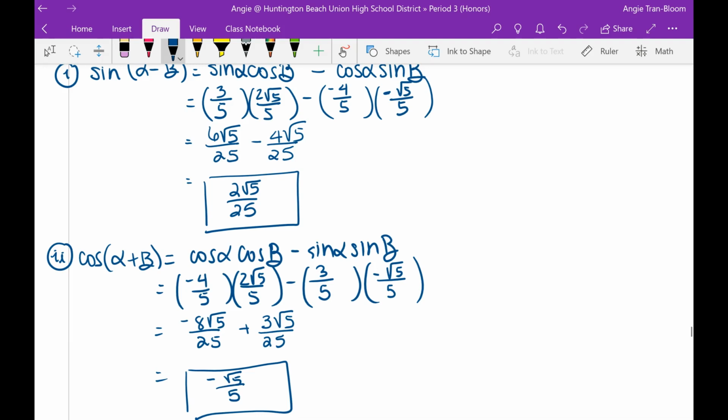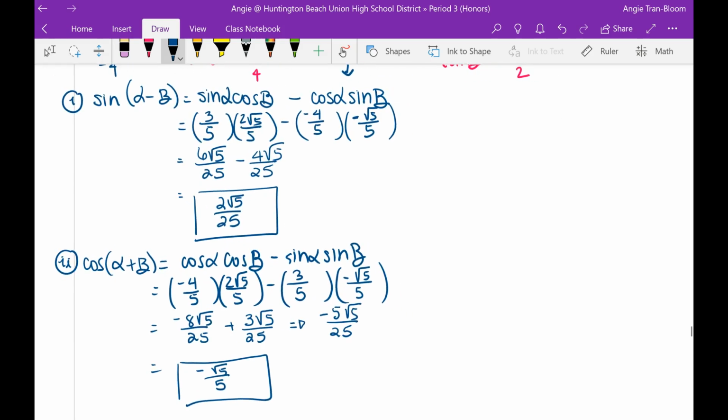When I multiply them together, I got negative 8 rad 5 over 25 plus 3 rad 5 over 25, but technically that could go a little bit further to negative 5 rad 5 over 25. I can cancel out the negative 5 and the 25 to give me a negative 1 times rad 5 over 5. Very good.